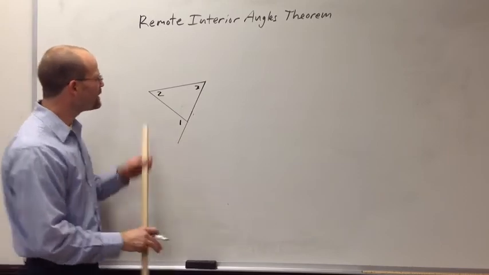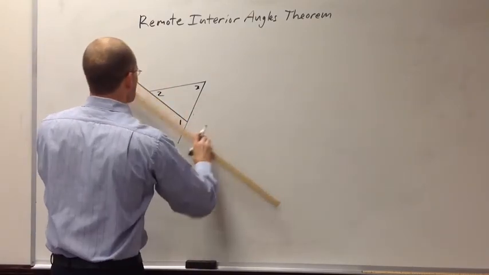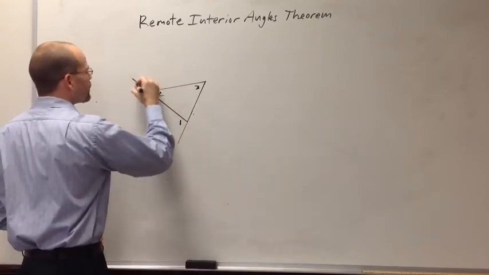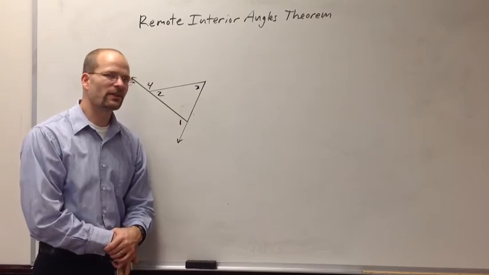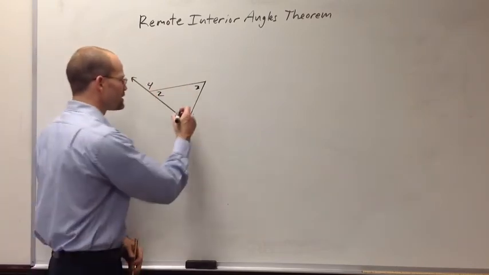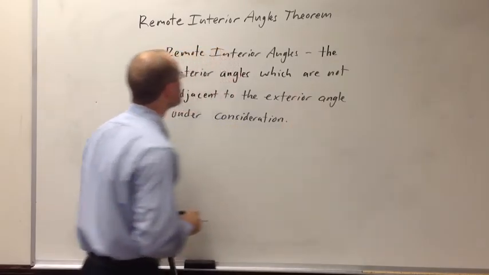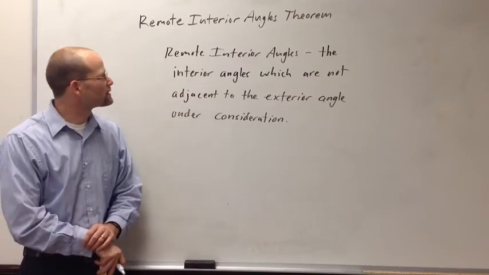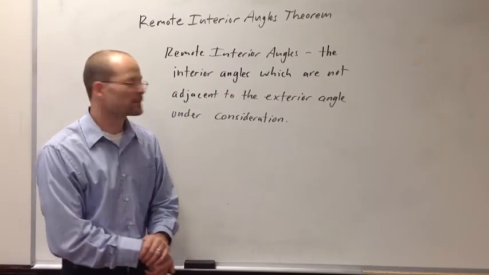Okay? If, however, I shift my attention from angle 1 to angle 4 over here, well, now 2 and 3 are no longer the remote interior angles. 3 is a remote interior angle from 4, but not 2. So I need to talk about 3 and 5 as being the remote interior angles. Remote interior angles are the interior angles which are not adjacent to the exterior angle under consideration.